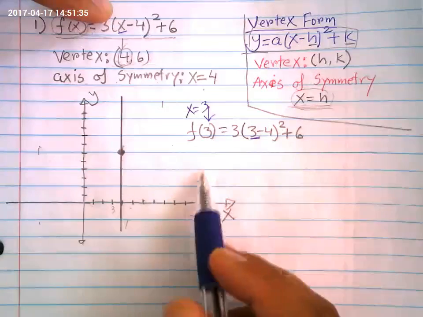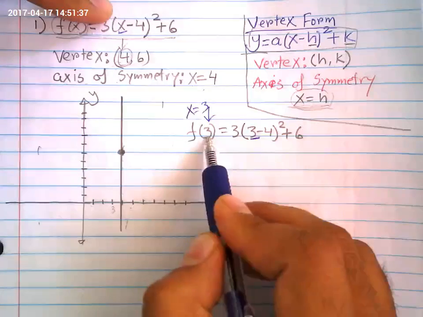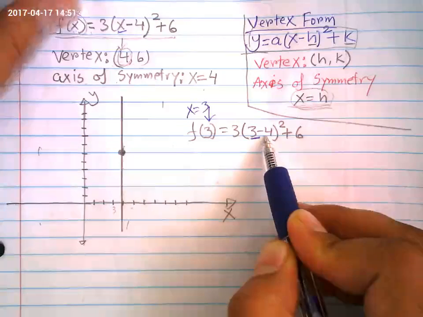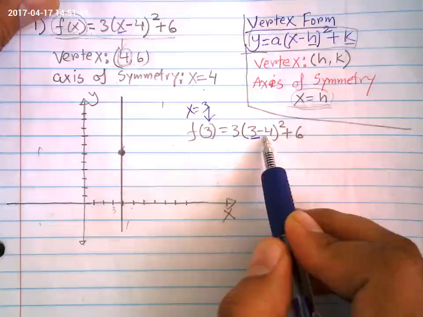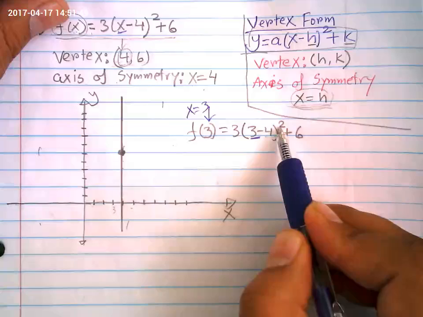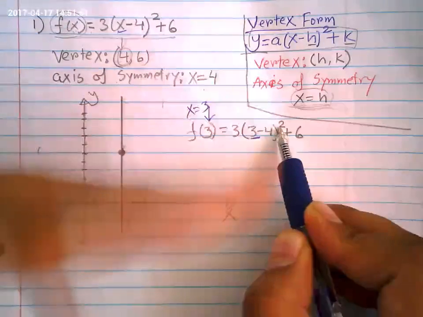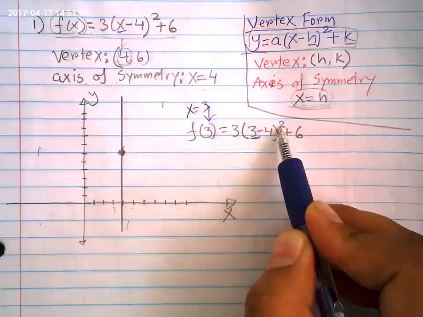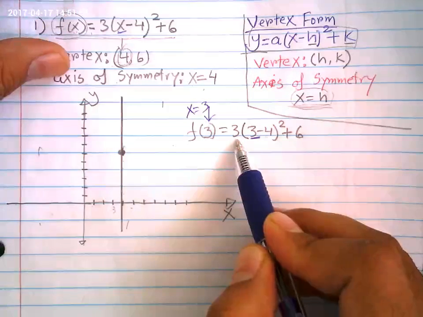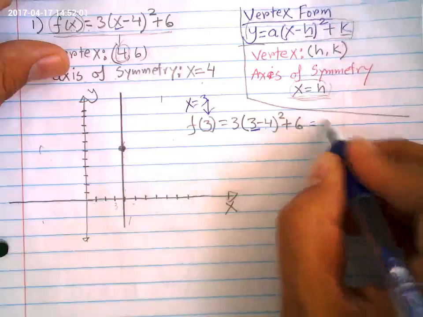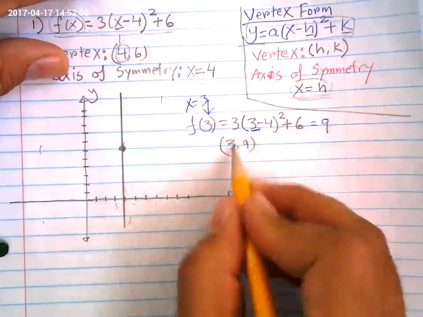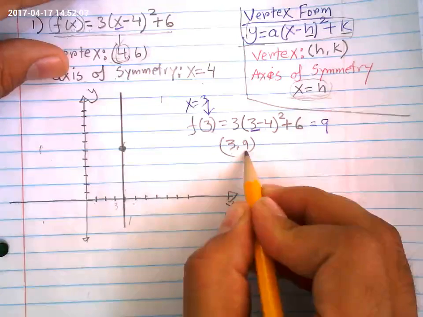Okay? So you plug 3 for the x. Now, 3 minus 4. Let's pretend you don't have a calculator. Let's do it in our head. 3 minus 4 is? Negative 1. Now, negative 1 squared. What? Negative 1 times negative 1. Positive 1. Positive 1 times 3. 3. 3 plus 6. 9. Khalas. So the point is 3, 9. Because for 3 for the x, you got y is 9.